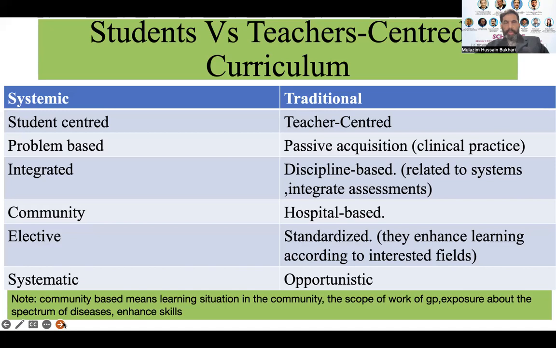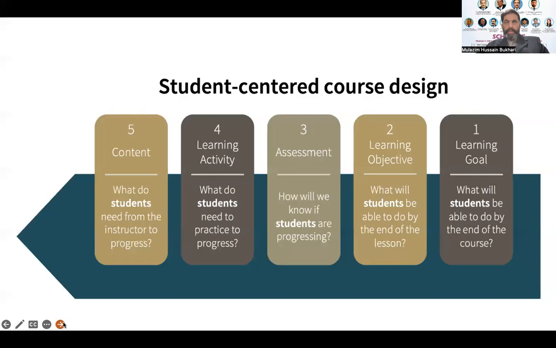The student-centered model is elective, while the other is standardized; it enhances learning according to the interest of the field. It is systematic, while the other is opportunistic. Community-based means the learning situation is the community. The exposure of GPs to the spectrum of diseases enhances skills. So it makes more expert specialists in this way.